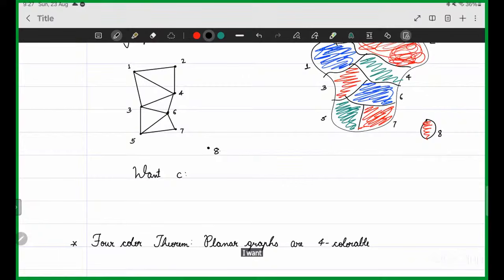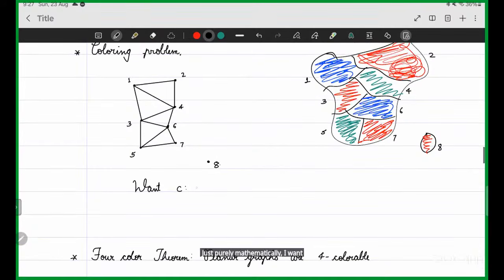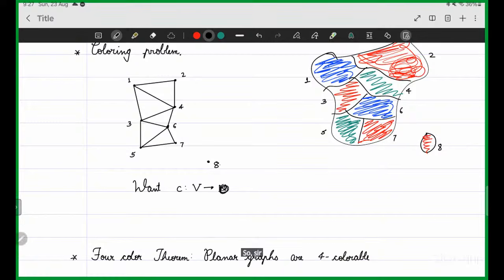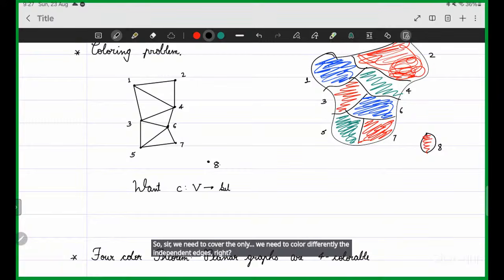Just purely mathematically, I want a function called the color function, right? From the vertex set to some set of colors. You can assign a set of colors, I'll just put it as n. You can assign one number to each color. So we need to color independent vertices, sorry, differently.